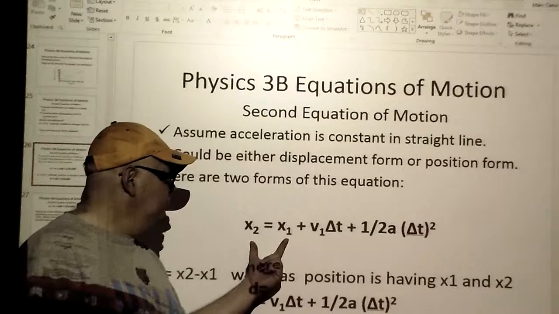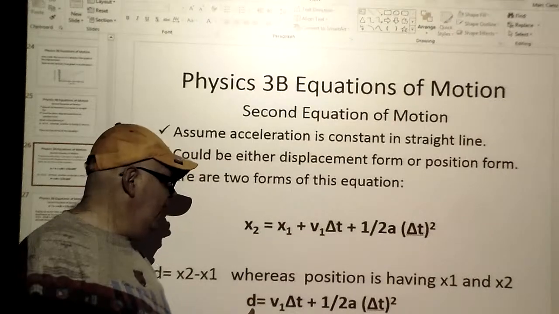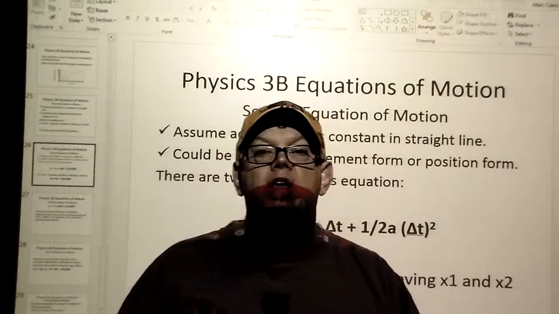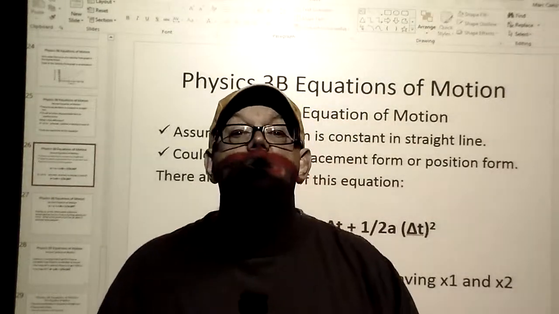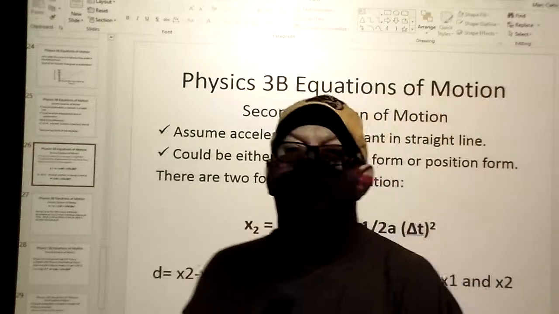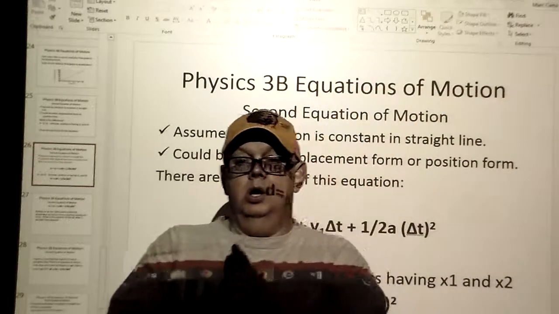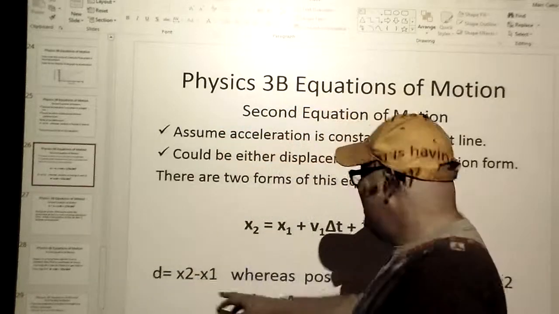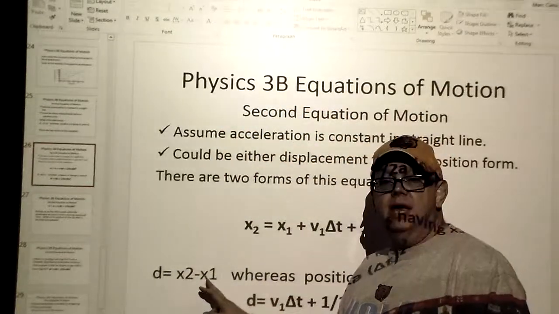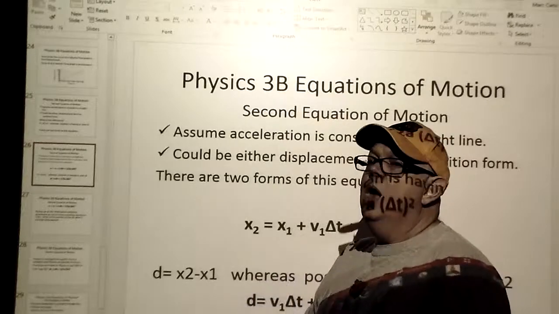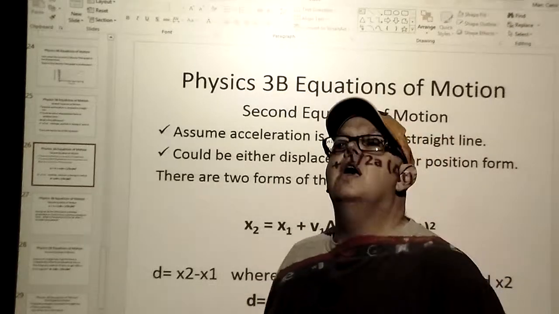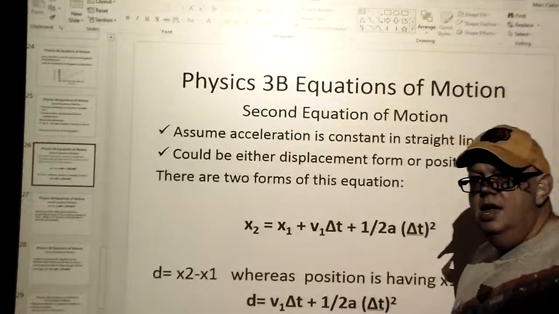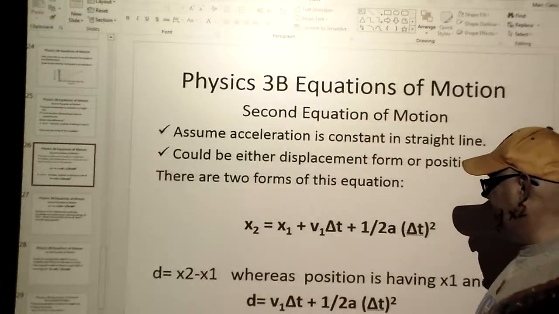Now, what's the difference between the x2 and the x1 and the d? The x2 and x1 talk about position. My car starts at 100 meters. I'm going to 500 meters. That's an x1, 100 meters, x2, 500 meters. The d represents x2 minus x1. So 500 meters minus 100, my d is 400. It's still the same formula, it's just expressed a little bit differently.